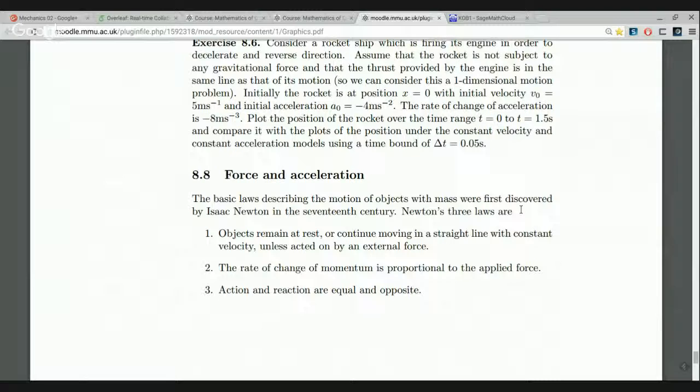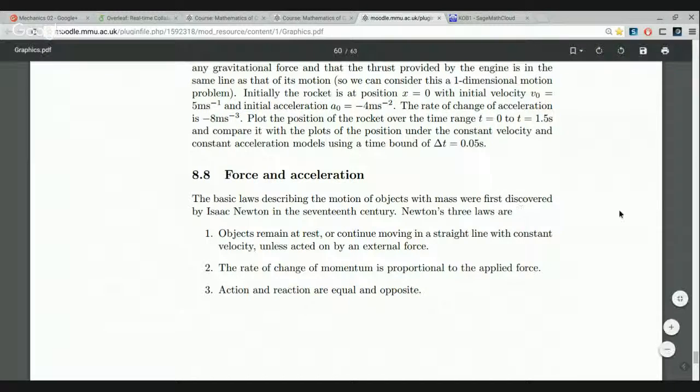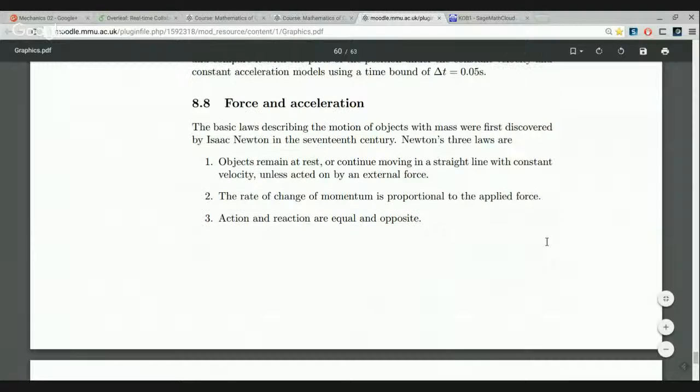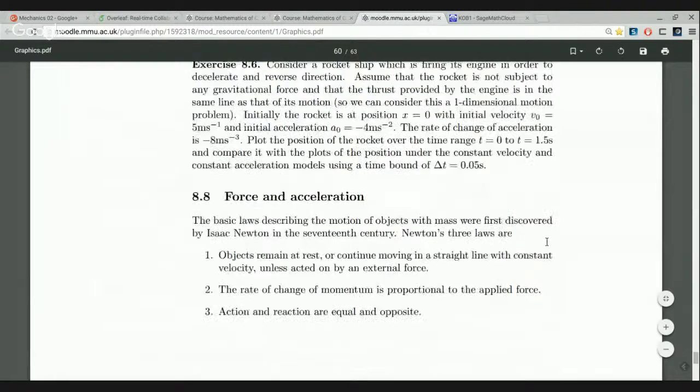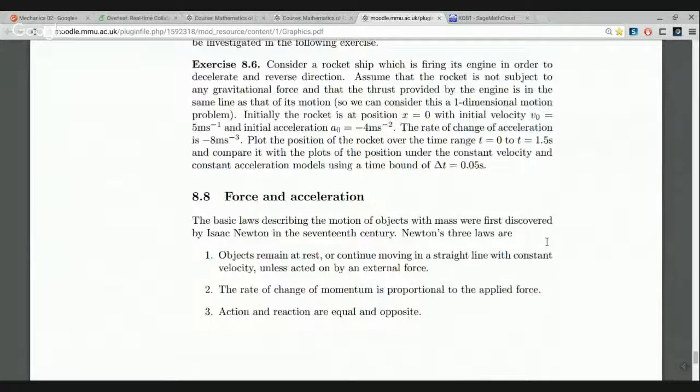So there's a little section here on force and acceleration. I think I'm going to mostly skip over this. This is just giving some basics, the basic ideas of Newtonian physics and the way they relate forces, or give you the equivalence between forces and the accelerations that they produce.